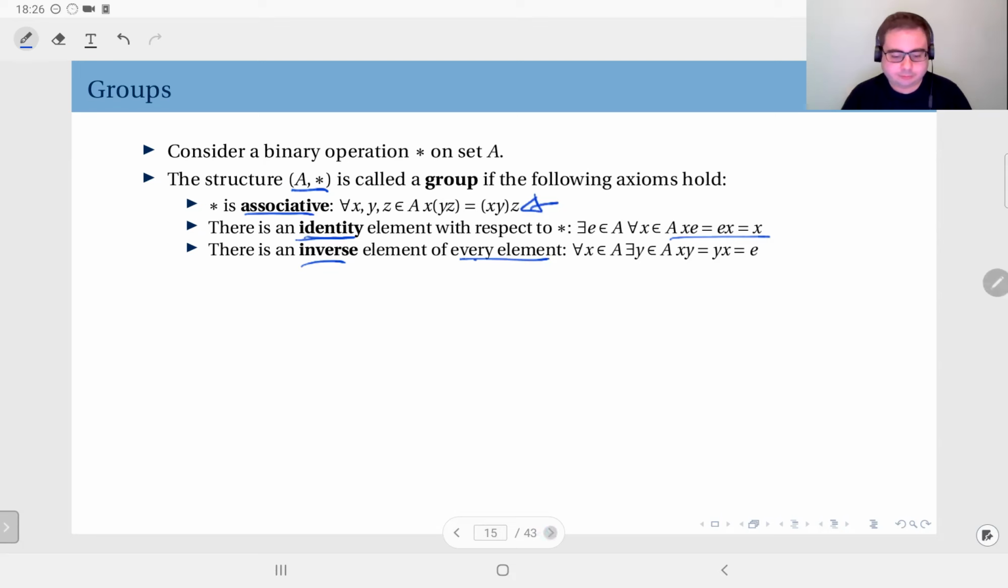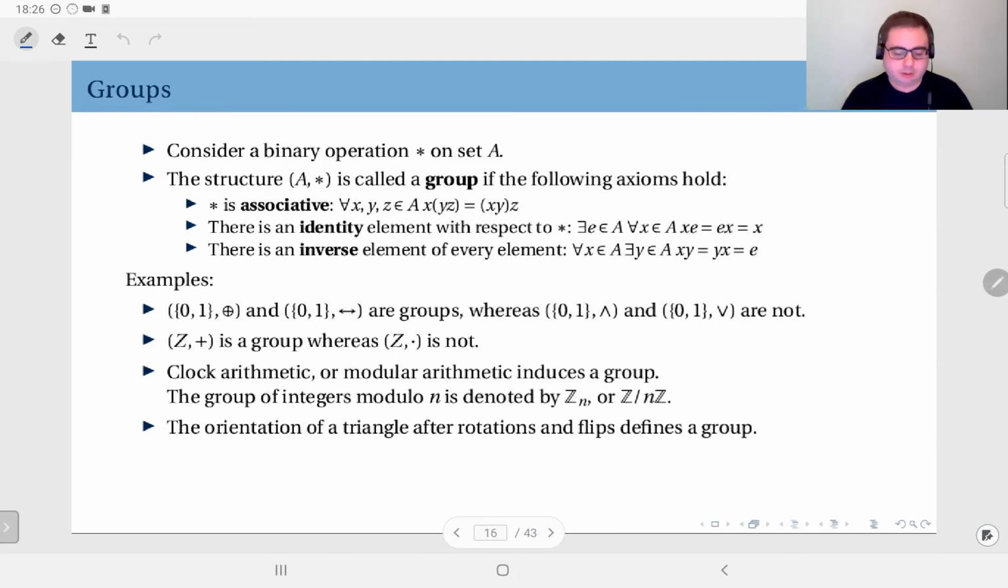Let's see some examples. Here's the Boolean group. The elements of the set are 0 and 1, and you can also see these as false and true. And the operation here is exclusive addition, or exclusive OR. This structure satisfies all the three axioms, so it's a group.